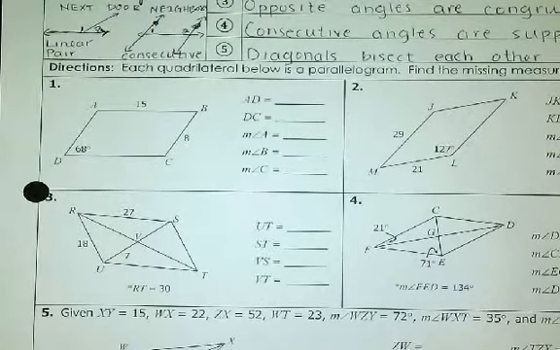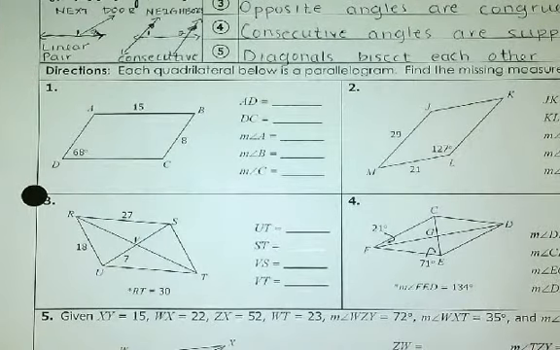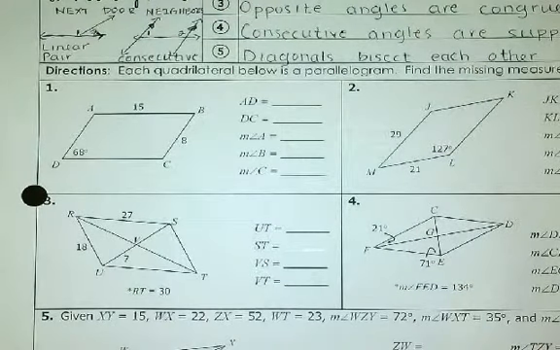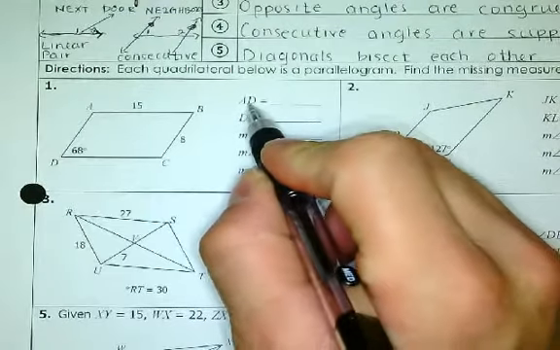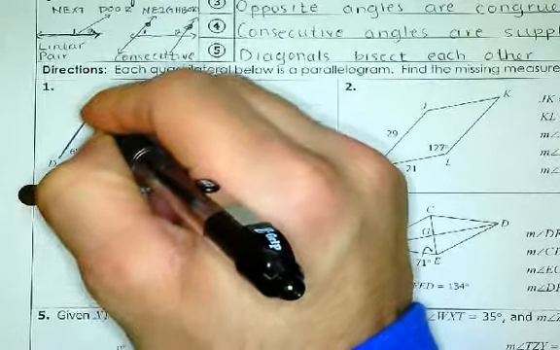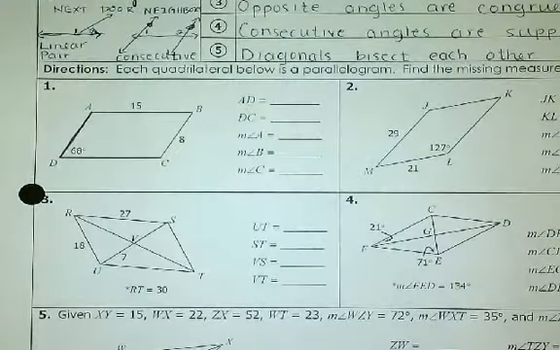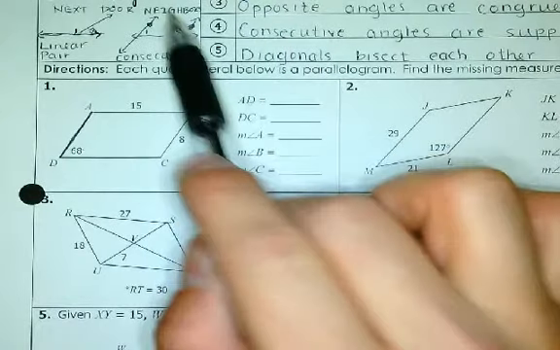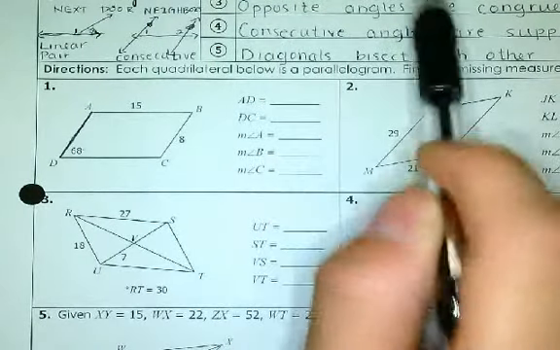Perfect. Number 1. Okay, we're going to apply our 5 properties that we just talked about to number 1. The first thing that we need to do is find AD. So here's AD. I'm just going to outline it in black. Remember, properties of parallelograms. Opposite sides are congruent.